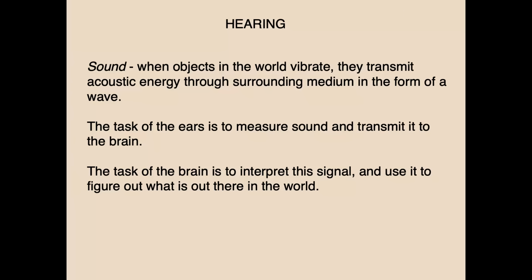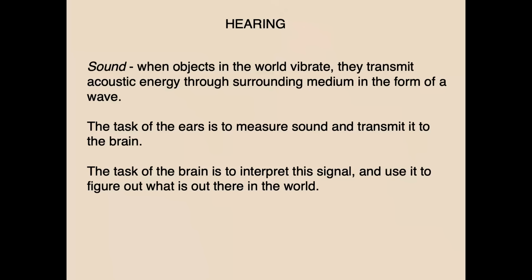So the sense of hearing exists to measure sound and use it to infer what's happening in the world around you, right? Sound is produced when objects in the world vibrate. They transmit acoustic energy through a surrounding medium in the form of a wave. The task of the ears is to measure sound and transmit that to the brain as an electrical signal. And the task of the brain is to interpret that signal and then to use it to figure out what is out there in the world.